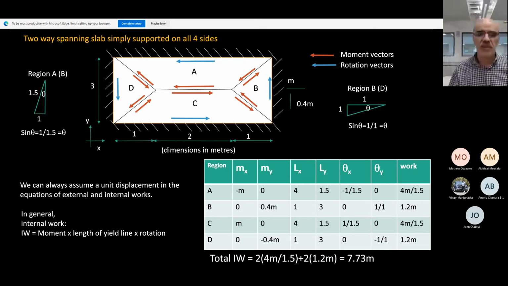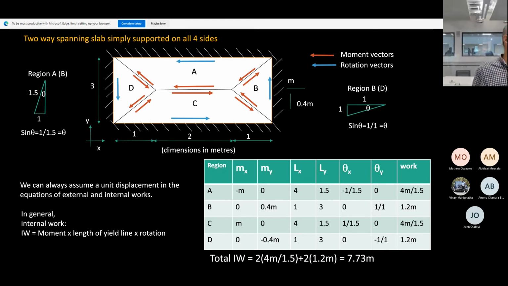Now I think we are running out of time. So when you multiply mx times lx times theta x plus my times ly times theta y, you get m times 4 times 1 over 1.5. The minus and the minus here become a plus. So it gives you 4m over 1.5, and this is only for region A.